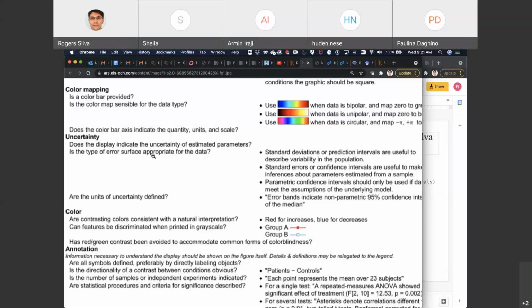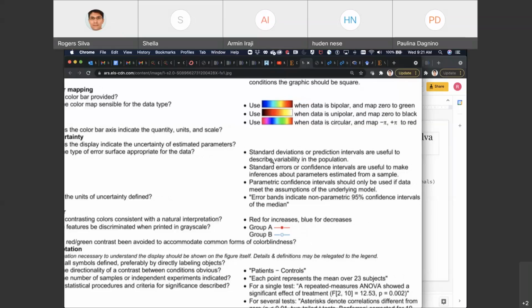And is the type of error surface appropriate for the data? This is a tricky one, especially if you're talking about brain imaging. How do you represent uncertainty in that case? So in general, are the standard deviations or prediction intervals useful to describe variability in the population? If that's the case, then you want that information in there. If the standard errors or confidence intervals are useful to make inference about parameters estimated from a sample, that's another situation. You also would want to have these standard errors presented.